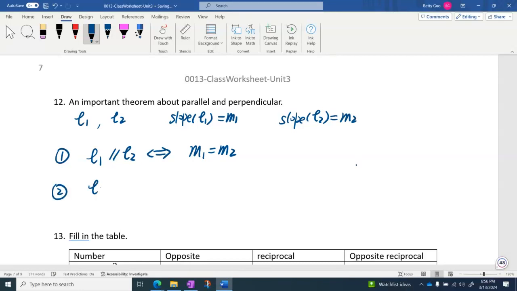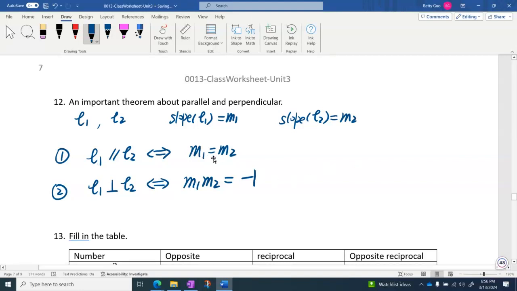Second conclusion: if L1 is perpendicular to L2, then M1 times M2 equals negative 1, and vice versa. So here we have two conclusions, or two parts in a theorem, and those two parts do not hold at the same time. Basically they are two conclusions that have nothing to do with each other.